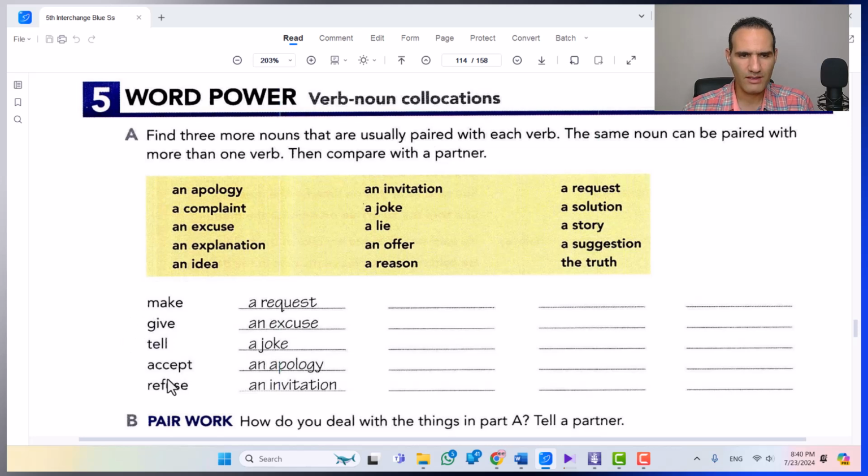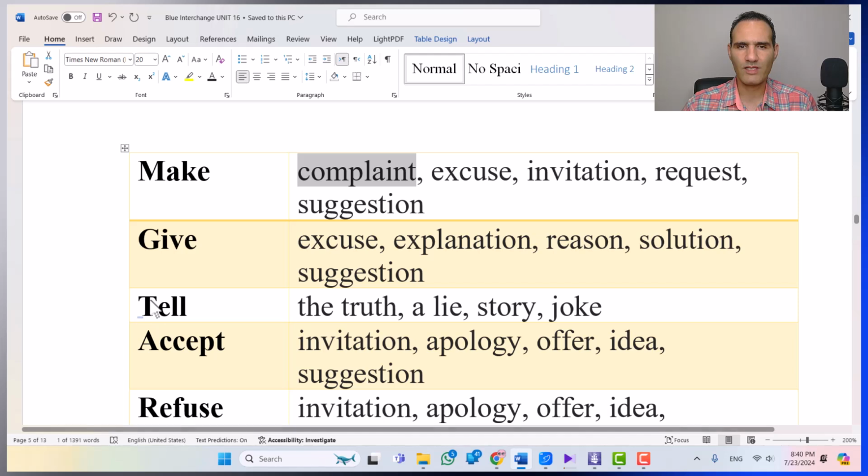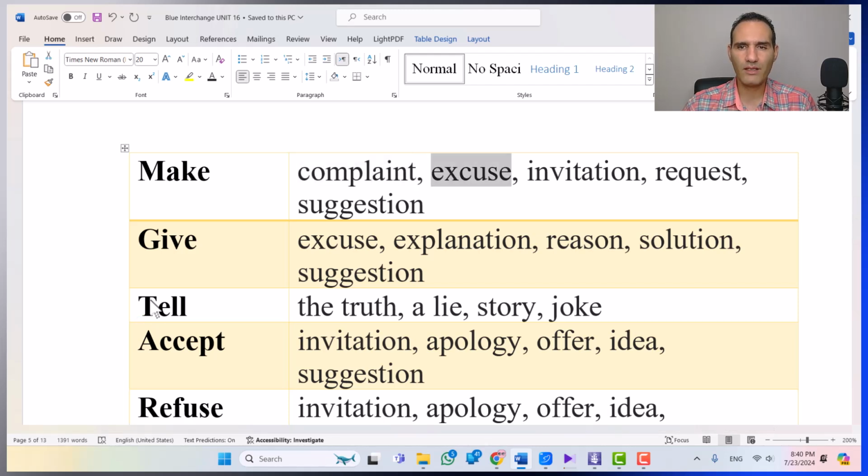Okay, so let's see which verb collocates with which noun. I have brought a table for you so you can easily just focus on them. Here, exercise 5. For make, we say make a complaint, or the verb is complain to someone about something. So make a complaint, make an excuse, make an invitation, make a request, and make a suggestion. All of them collocate with make. How to learn it? The only way is to memorize, no other way. Okay, so these are the words collocating with make.